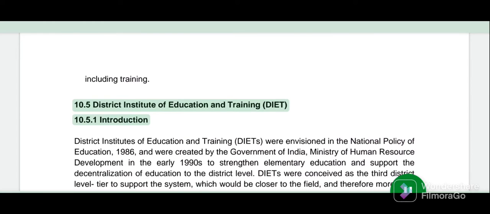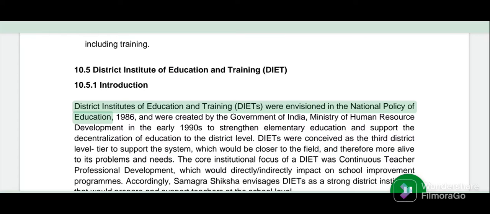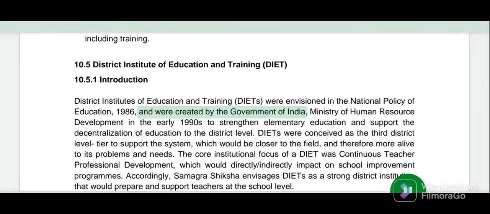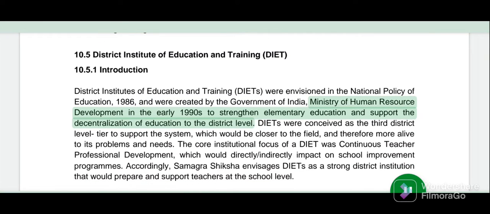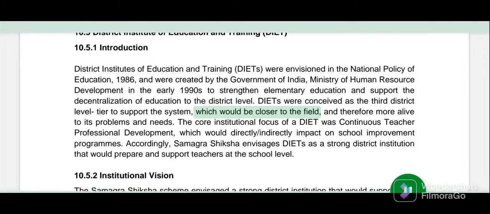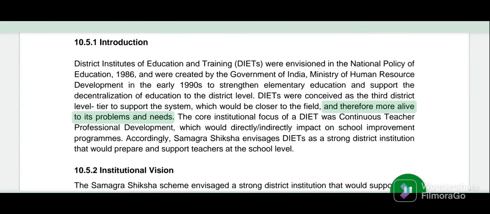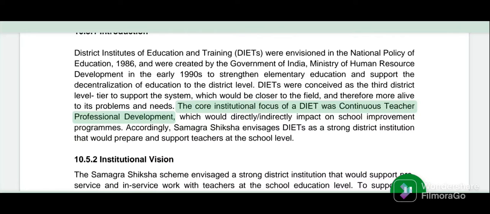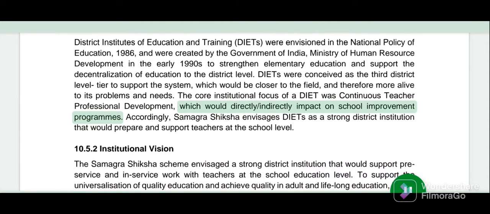10.5 District Institute of Education and Training, DIET. 10.5.1 Introduction. District Institutes of Education and Training, DIETs, were envisioned in the National Policy of Education, 1986, and were created by the Government of India, Ministry of Human Resource Development in the early 1990s to strengthen elementary education and support the decentralization of education to the district level. DIETs were conceived as the third district level tier to support the system, which would be closer to the field and therefore more alive to its problems and needs. The core institutional focus of a DIET was continuous teacher professional development, which would indirectly impact school improvement programs.